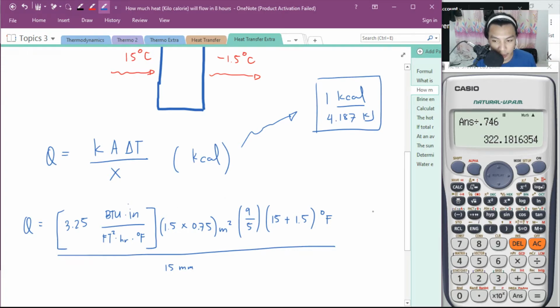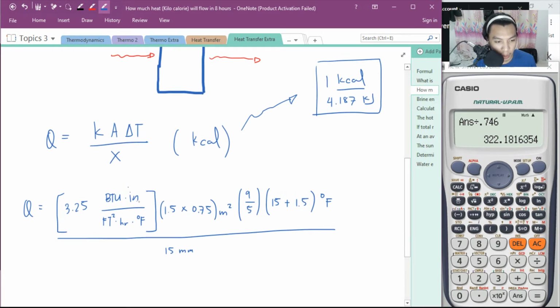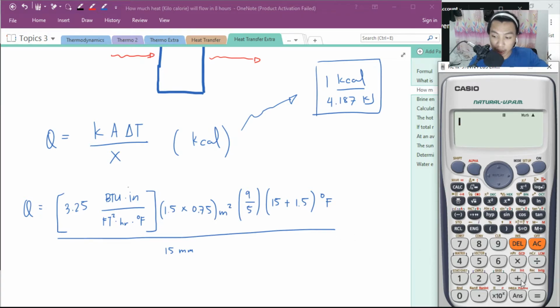Okay. So, hiwa-hiwalay natin yung units. So, BTU, hour, inches. Okay. Ang matitira is, solve natin. Solve muna natin. As is muna, wag muna kayo mag-convert. 3.25 times 1.5 times 0.75 times 1.8 and then times 16.5. Yan. Divided by 15. Mamaya yun i-multiply ng 8.